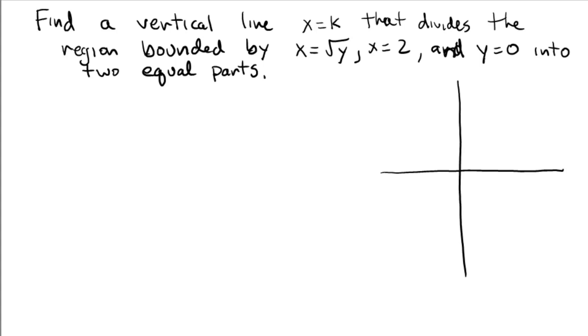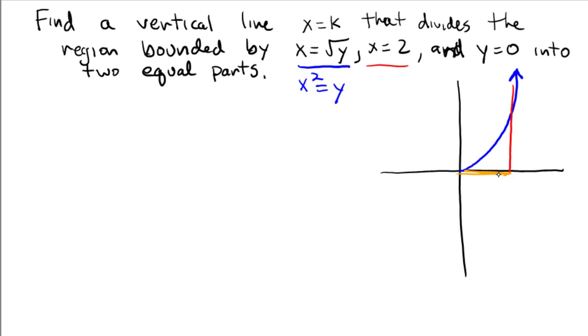As opposed to using x equals radical y, that's kind of goofy, so I'm going to instead write this as x squared equals y. I recognize I'm really just talking about a parabola here, right? So y equals x squared looks like this. x equals 2 would look like this, and y equals 0 would look like this. So the region in question is this region bounded by the blue and the red and the orange.